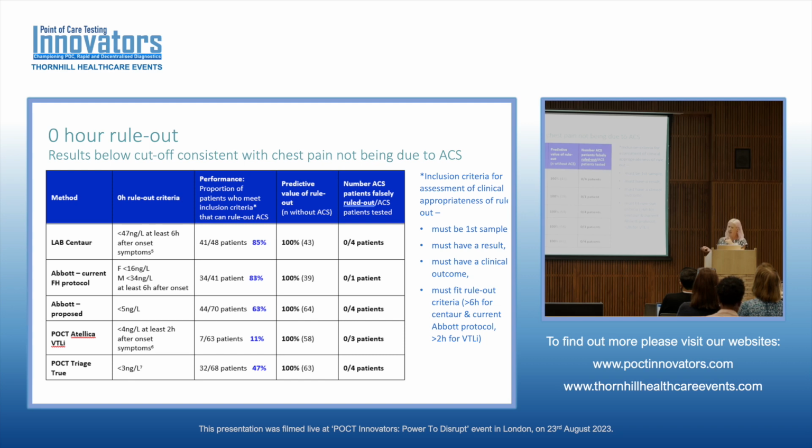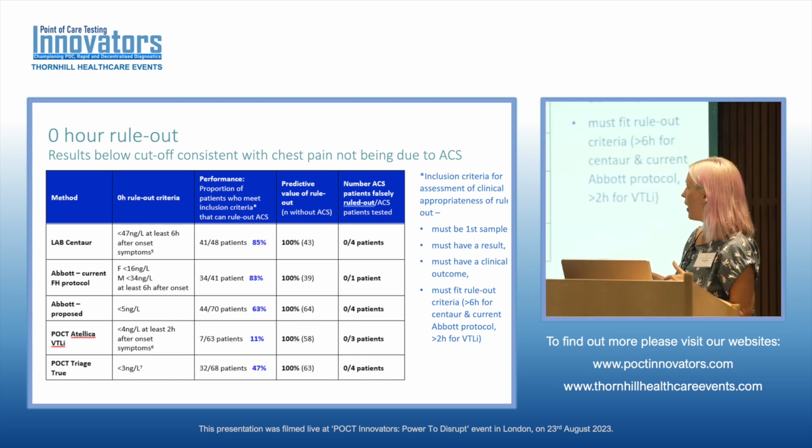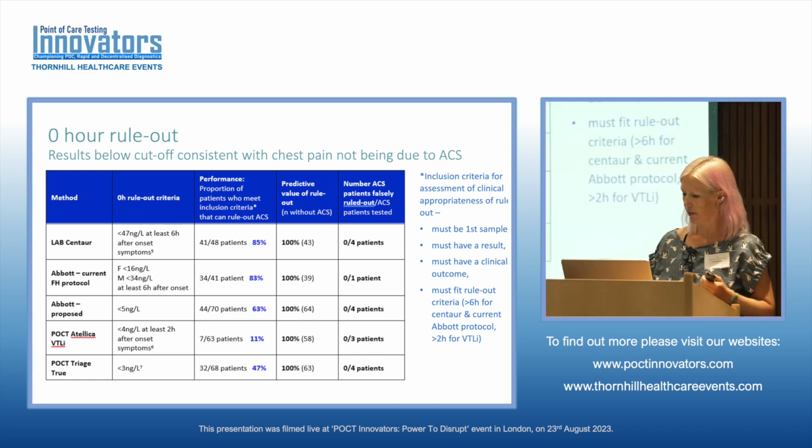And again, Siemens were very interested in that data point, and we've provided them with data around that, and we may work with them in the future if they come up with a new cut-off that rules out more patients. We might reanalyse our data in that context. But the Triage True, quite good rule out. And this is just to show that that was 100% predictive value of rule out, i.e. there were no patients falsely ruled out, no patients who actually did have ACS who had levels below the criteria given.